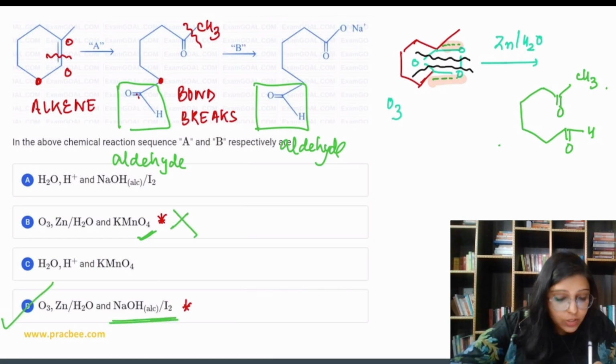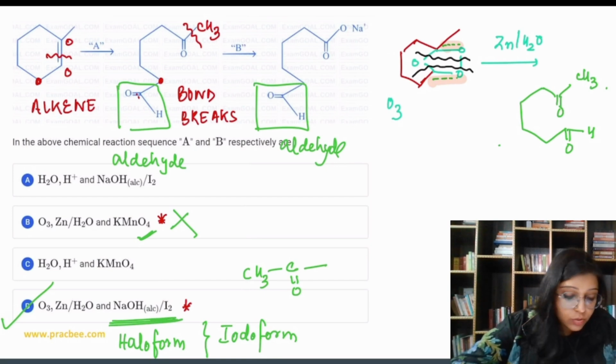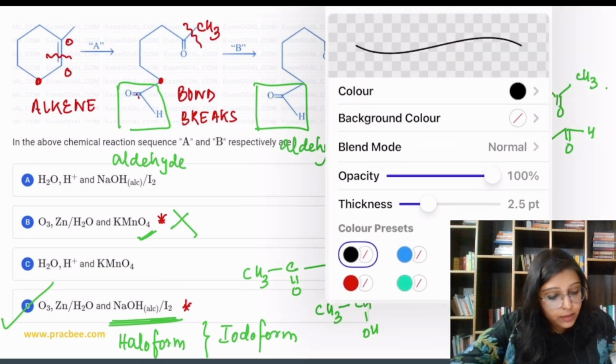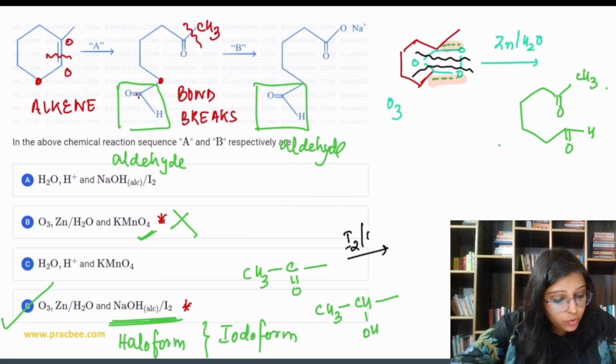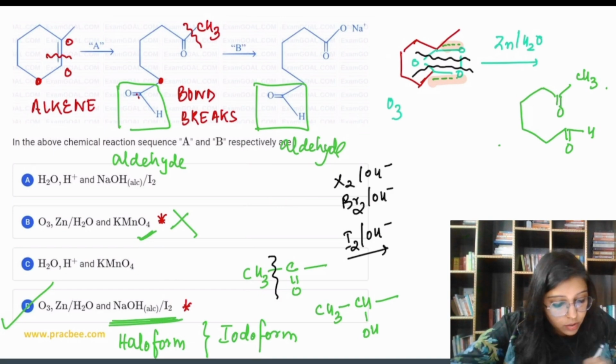Now what is NaOH and I2? This is the haloform reaction, or we can say the iodoform reaction. What happens in the iodoform or haloform reaction? We should have methyl ketones or secondary alcohol. What happens if you treat this with I2 and OH minus, or Br2 and OH minus, or X2 and OH minus? You have to break this bond. This is converted to a carboxylic acid salt, O minus, and this will give you CHX3.